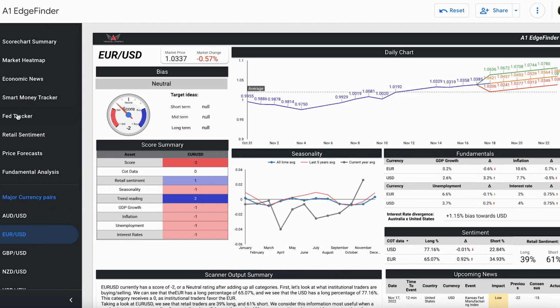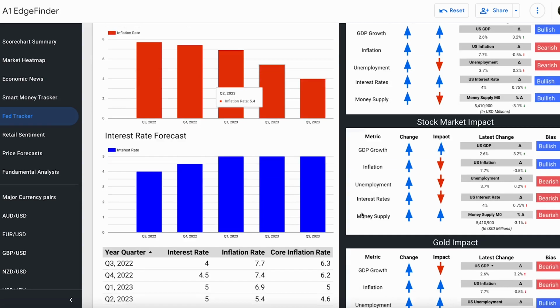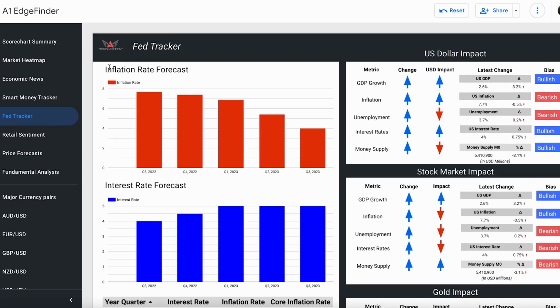Now, let's look at the Fed tracker, which is our newest feature that we've added to the EdgeFinder. It's a really, really cool one because we have our inflation rate forecast and our interest rate forecast. So based on all the data that we're pulling into the EdgeFinder, we can forecast or predict what we believe interest rates and inflation will be moving into the different quarters of next year. Of course, we're talking about US dollar right now, US dollar impact, stock market impact, and gold impact when it comes to the US and the Federal Reserve.